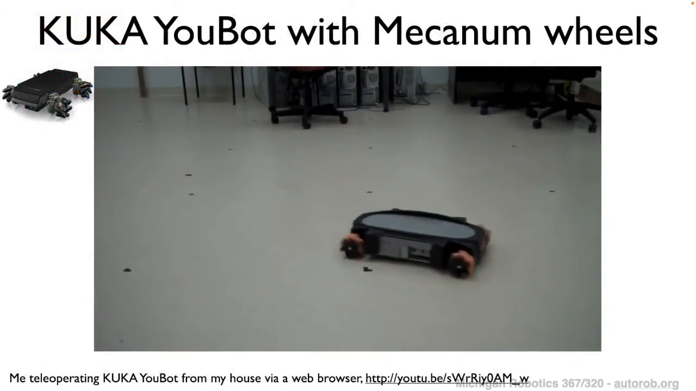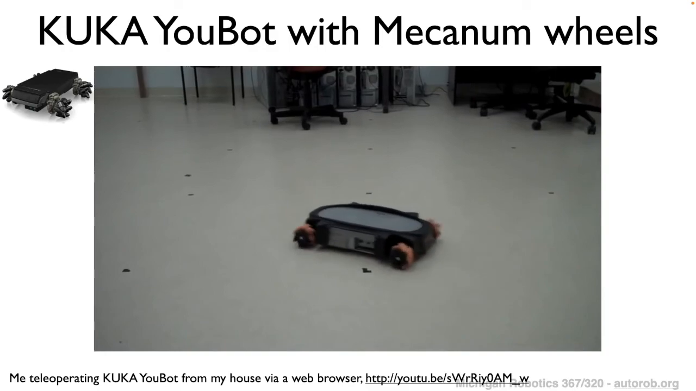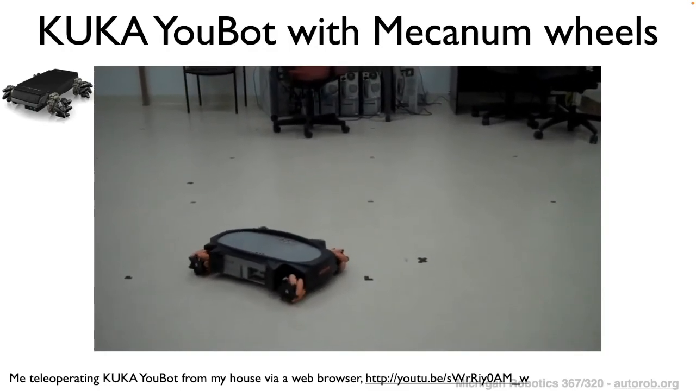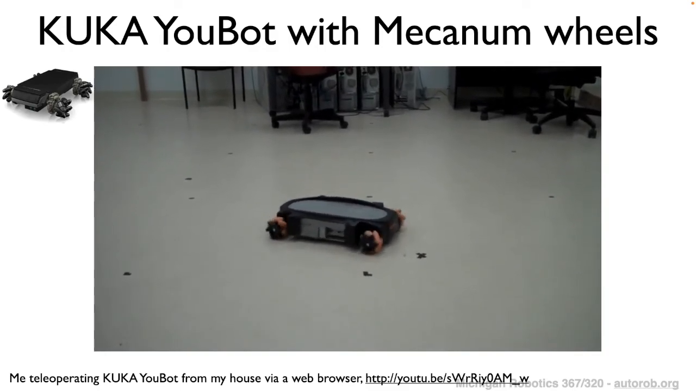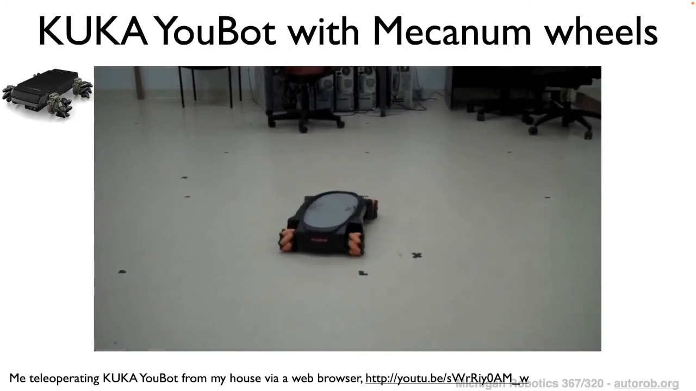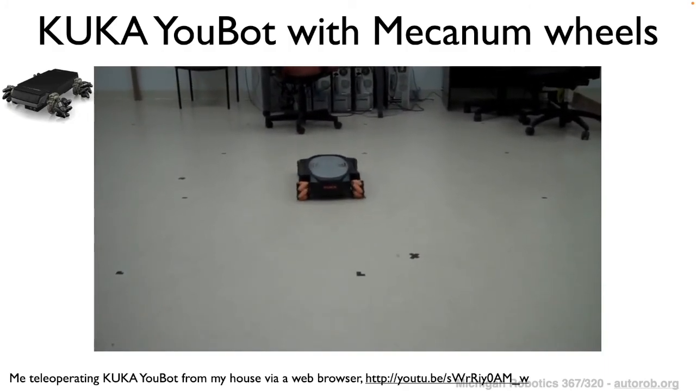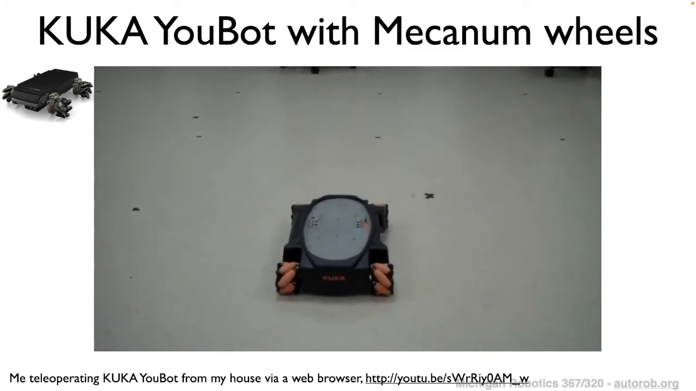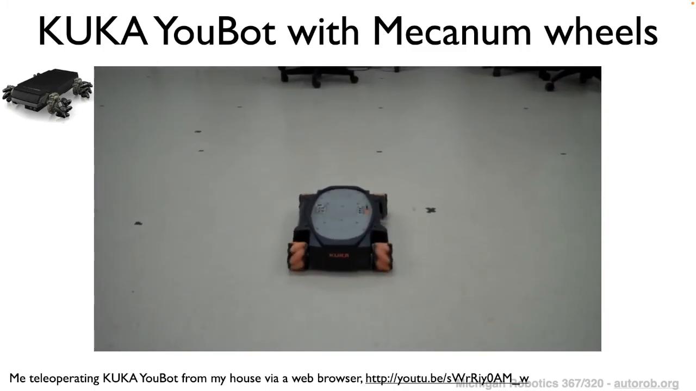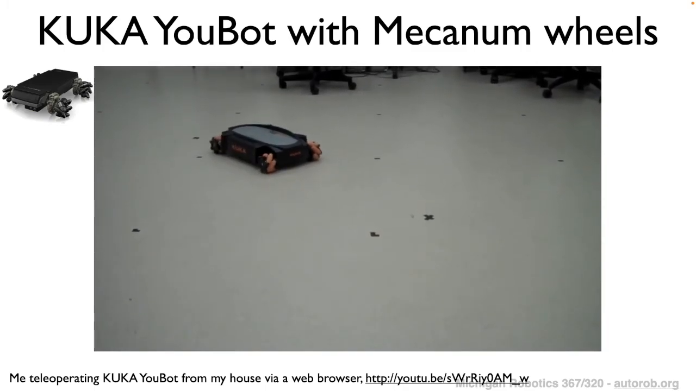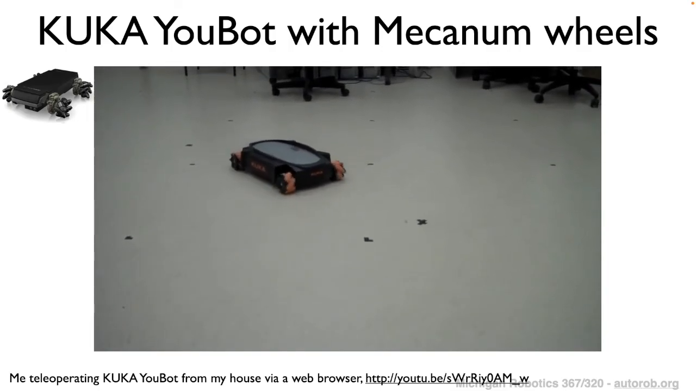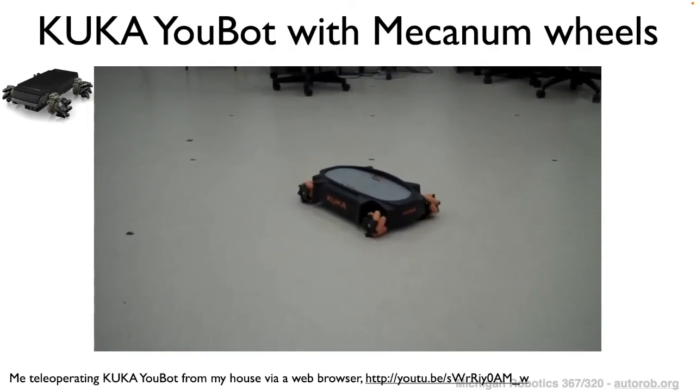So the KUKA U-Bot has these wheels that allow it to perform this sort of omnidirectional motion. And so you can imagine, for example, in a warehouse setting, how this would be very useful to have the robot move very dynamically and not be constrained to inefficient paths. You could have more efficient motion in this way.